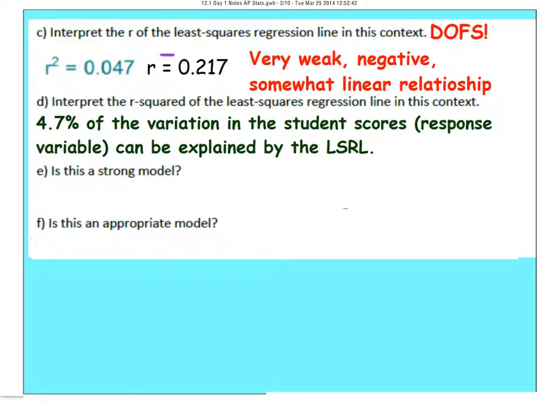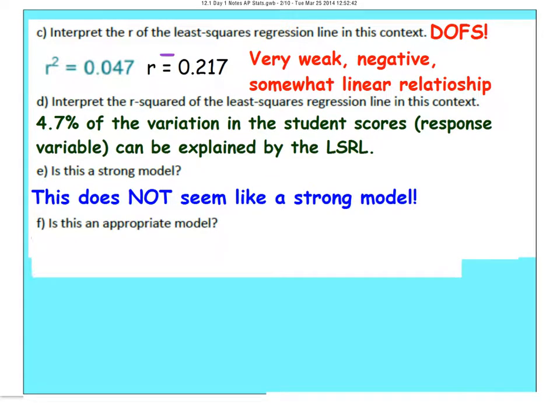In letter E, is this a strong model? This does not seem to be a strong model at all. Remember that we definitely want to look at the scatter plot for that to see if it looks somewhat linear. We also want to look at the correlation and the coefficient of determination.